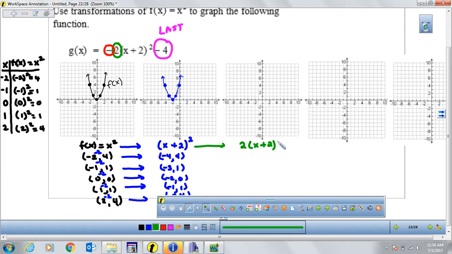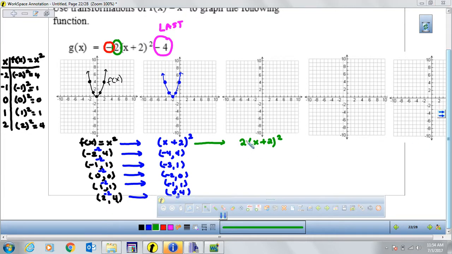This is a new concept that I just showed you on the previous slide. That 2 is being multiplied. When you're multiplying a number on the outside, that's going to create a vertical stretch or vertical shrink. And if it is greater than 1, just like this number, it's going to stretch it vertically. Now, what happens on the vertical stretch? All of the y values right here will be multiplied by that constant 2.